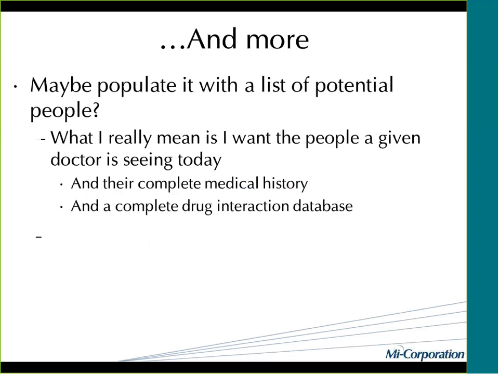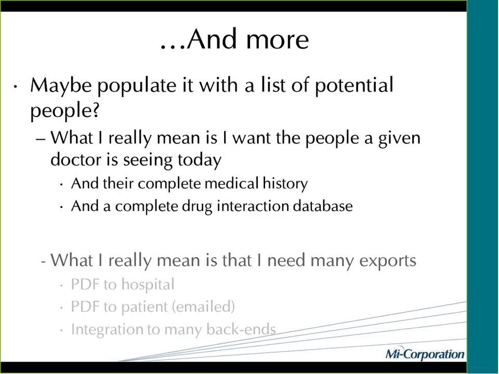And more so, even beyond that, we start talking about maybe we need to populate it with a list of potential people, but what I really mean there is I need all patients for a given doctor with their complete medical history, and maybe even a complete drug interaction database if we're in the medical field. Or of course similar sort of things on a field inspection, where we might be looking up license numbers or premises where we're going out to do an inspection. We need that all available at the point of capture, both online and offline.